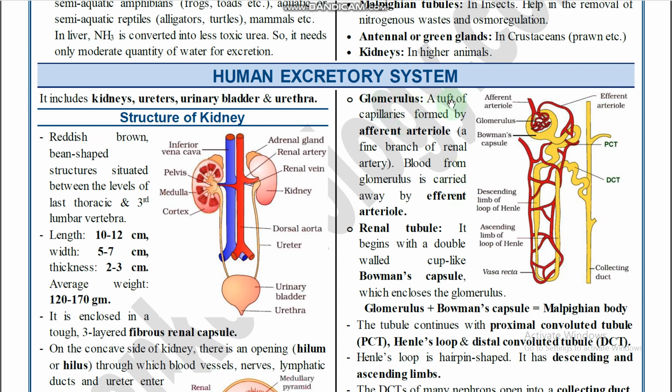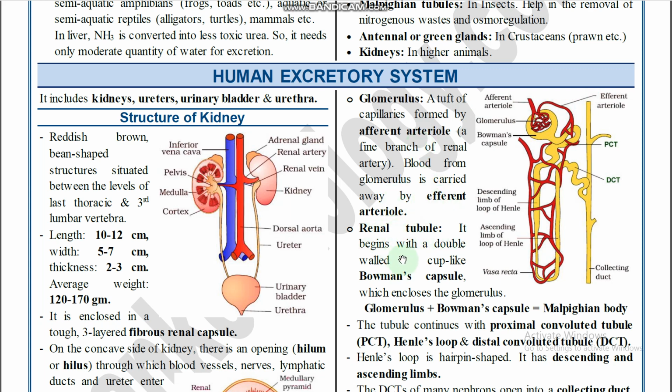The glomerulus is a tuft of capillaries formed by the afferent arteriole, a fine branch of the renal artery, and blood from the glomerulus is carried away by the efferent arteriole. The bunch of blood capillaries forms the glomerulus, and blood emerges out in the form of the efferent arteriole.